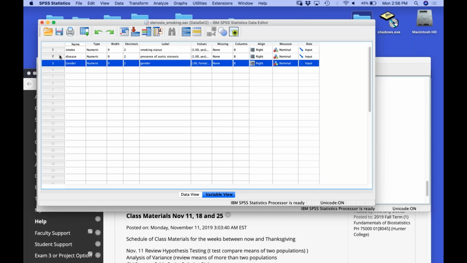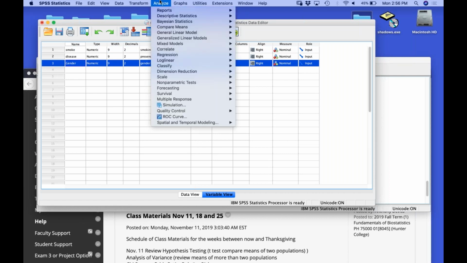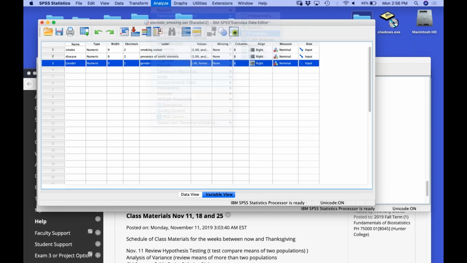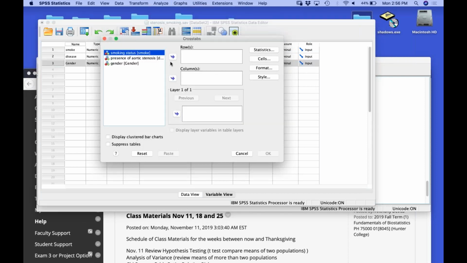So what I'm going to do is start with gender. I'm going to go up here to analyze, descriptive statistics, crosstabs. And I'm going to move into my columns the presence of aortic stenosis, in other words, whether or not you have the disease. And into the rows, I'm going to move gender. Okay, so now I am going to go step by step. You don't have to go step by step. You could do it all at once.